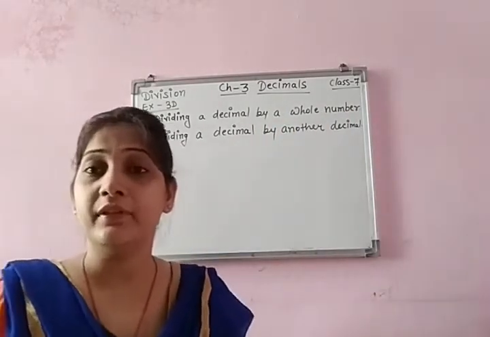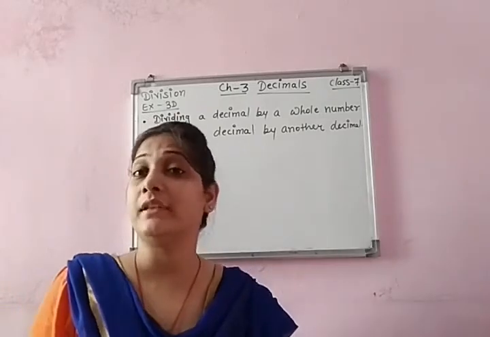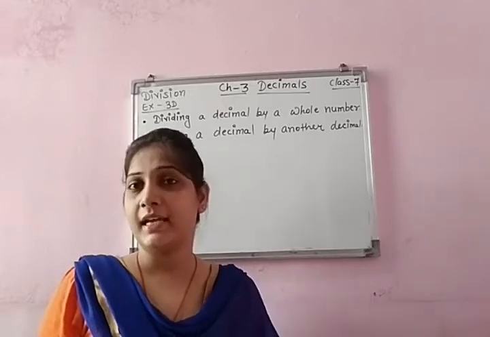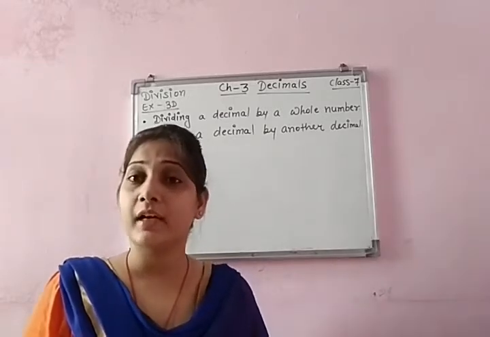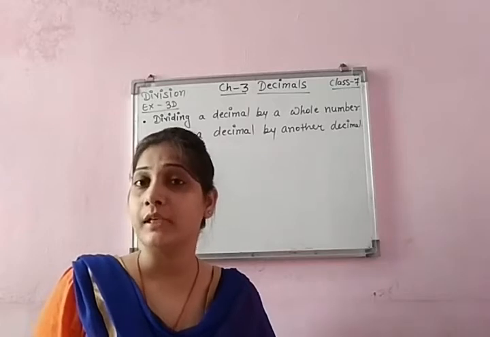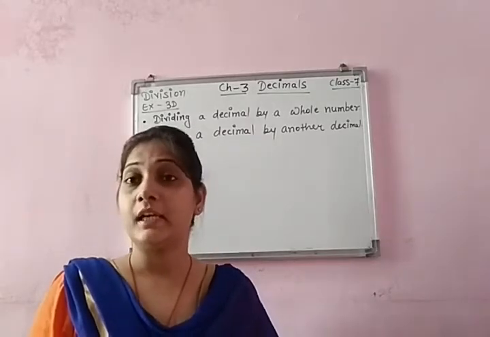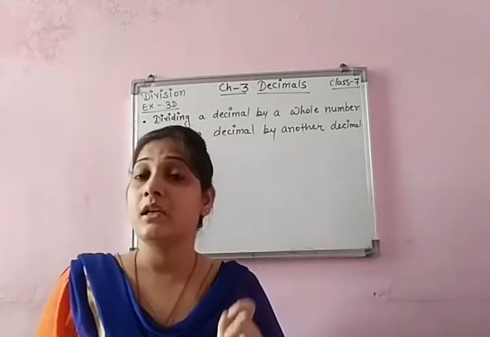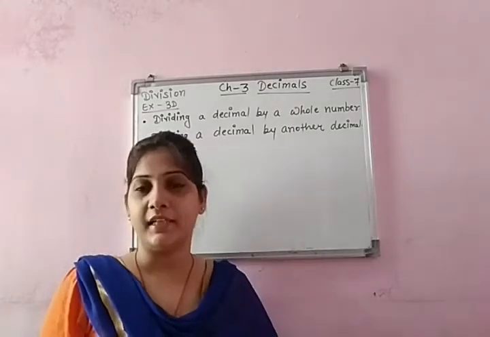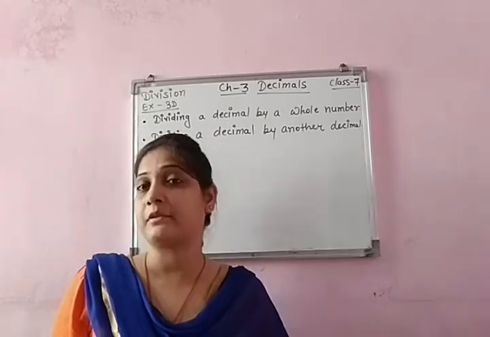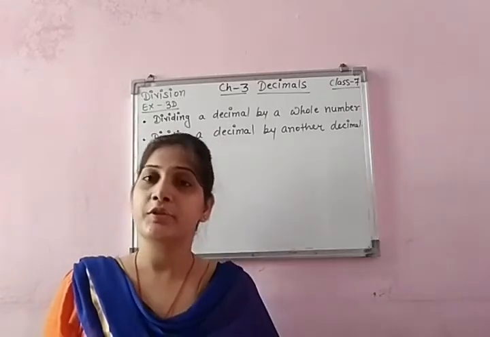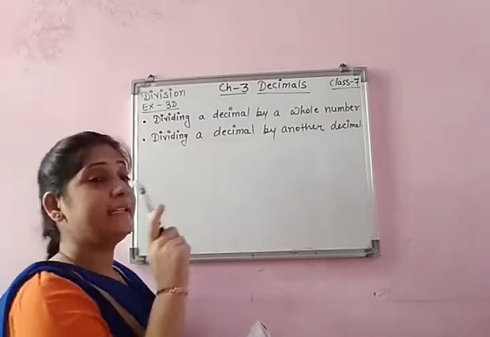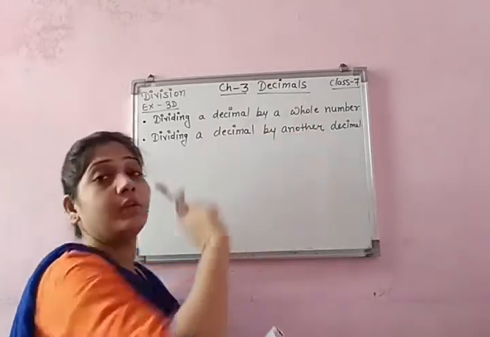In our previous video, we learned how to divide a decimal by 10, 100, 1000 and so on. And further we learned how to divide a whole number by another whole number if it is not completely divided. If you remember, we have to extend the number of zeros in the dividend as per our requirement by substituting the decimal point. So today let's start with the first topic, dividing a decimal by a whole number.